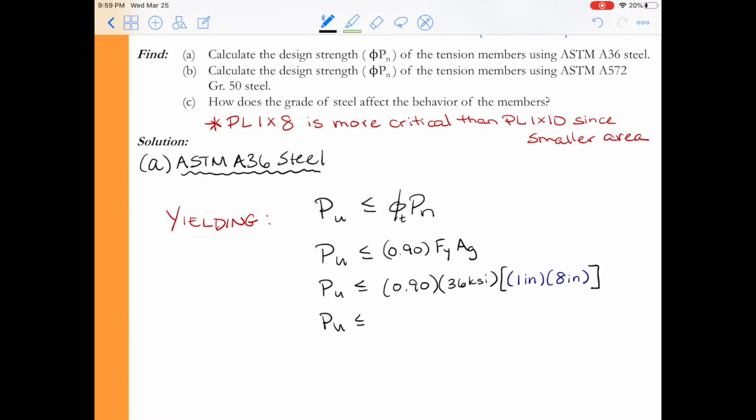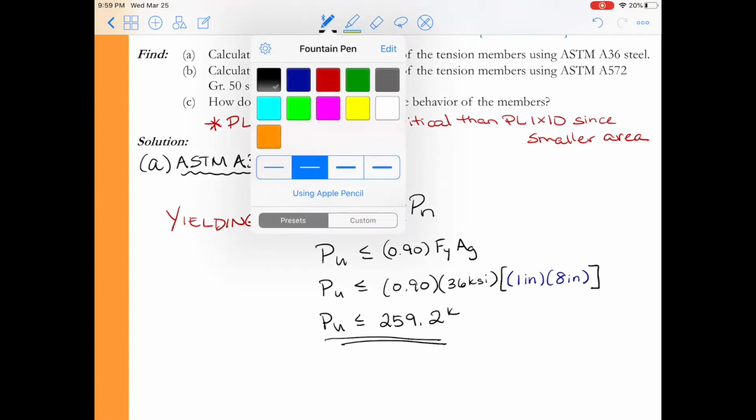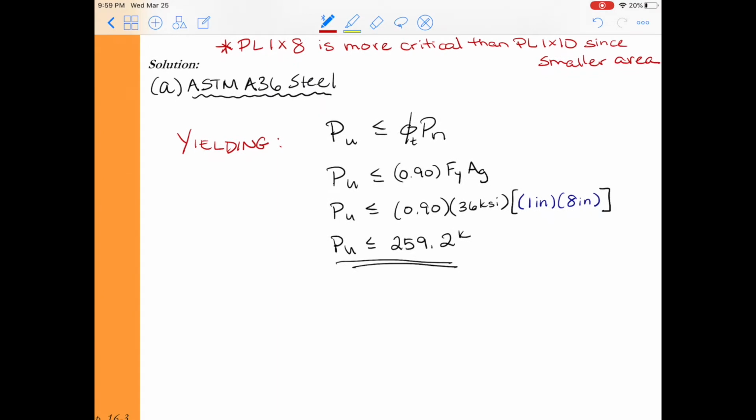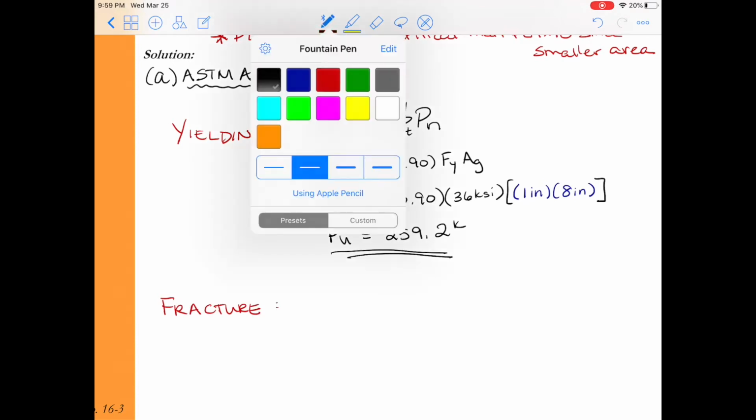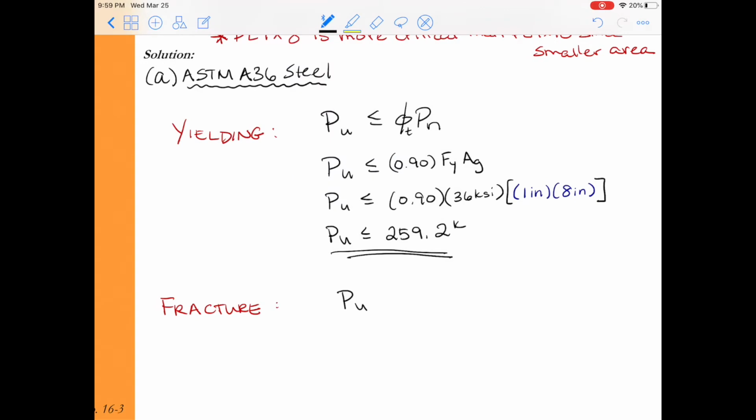Now all we have to do is multiply everything together. So we get for this particular limit state for A36 steel that P sub u has to be less than or equal to 259.2 kips. All right, let's move on to fracture. So for fracture, we're going to have the same basic design equation that P sub u has to be less than or equal to phi Pn.